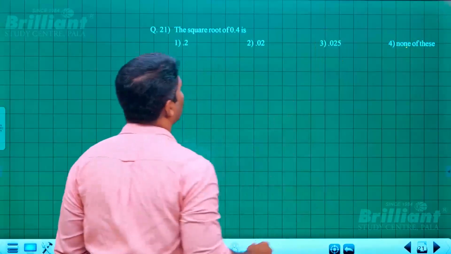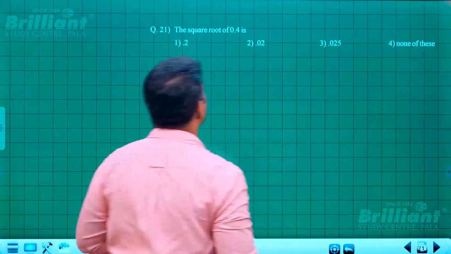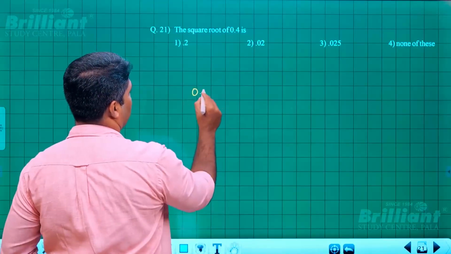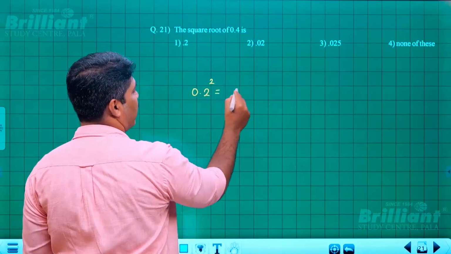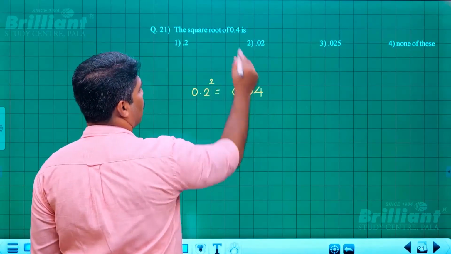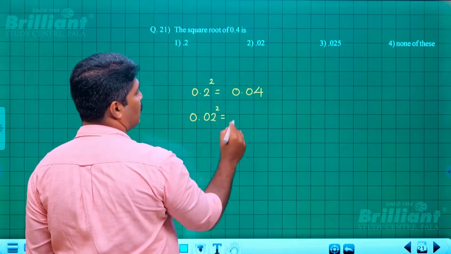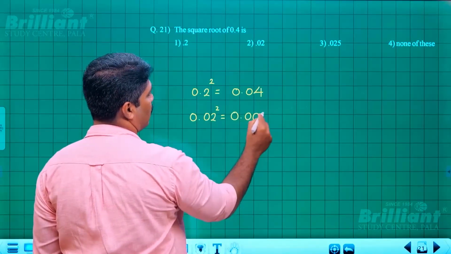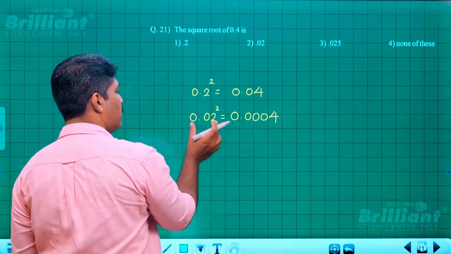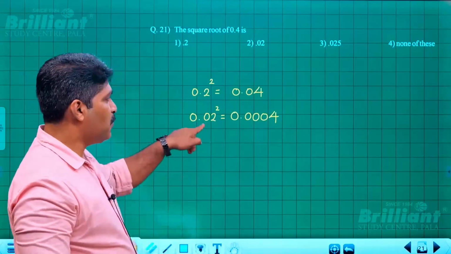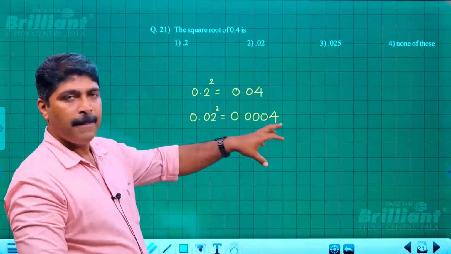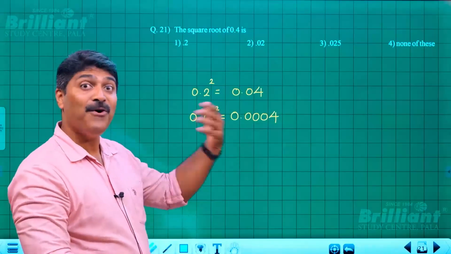Reverse approach. What is the reverse approach? From the options we have to catch. Here this is 0.2. So what is 0.2 square? That is 0.04, not 0.4. So 0.02. What is 0.02 square? 0.0004. Because we need 4 digits. Because in this base it contains 2 decimal places. Therefore its square should contain 4 places.